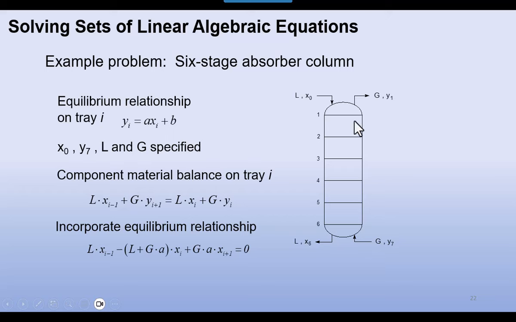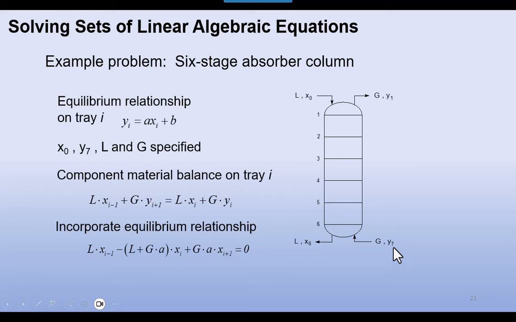And so on each of these stages, we have an equilibrium relationship, which we represent here for an absorber, a simple equilibrium relationship as linear. And then we specify L and G, and we specify X naught, the liquid feed concentration, and we specify Y7, the entering gas concentration.